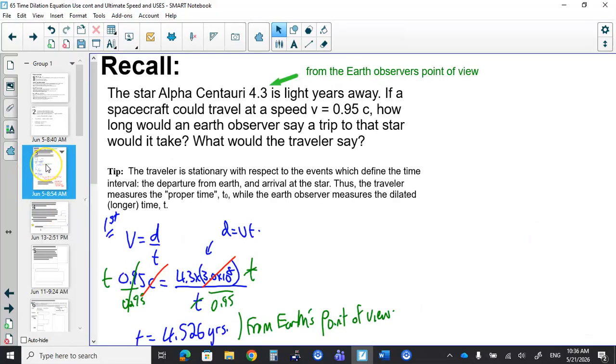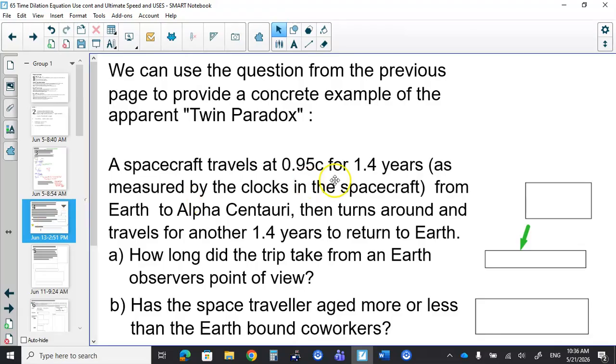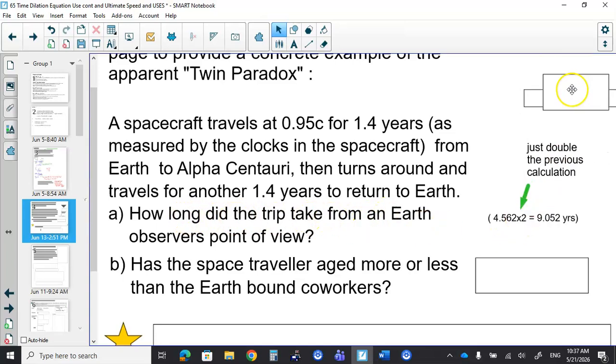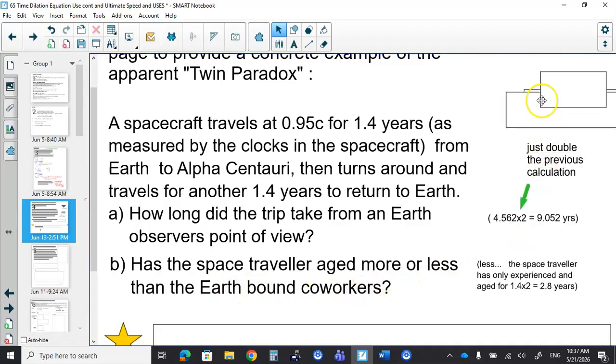Now, this example we can look at as a concrete example, with numbers, to do with the twin paradox. So the spacecraft is traveling for the 1.4 years and so on, but then it turns around and comes back another 1.4 years to return to the Earth, right? So how long did the trip take from the Earth observer's point of view? Well, of course, it would just be the 4.3 or so years times 2, there and back. And has the space traveler aged more or less than the Earthbound coworkers? Well, they would have only aged the 1.4 times 2. They'd only have aged 2.8 years, right?